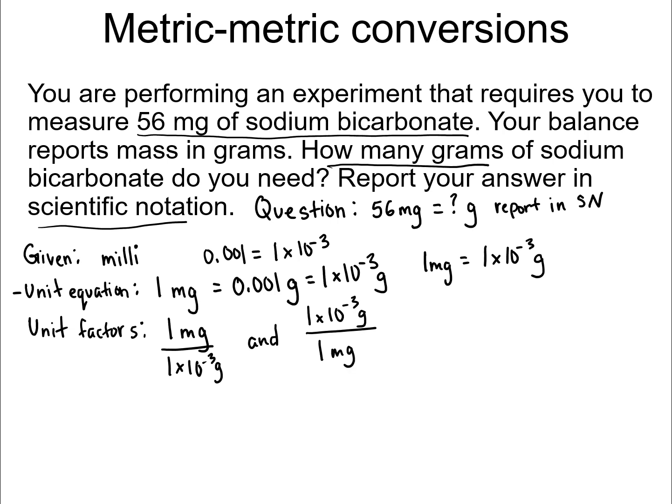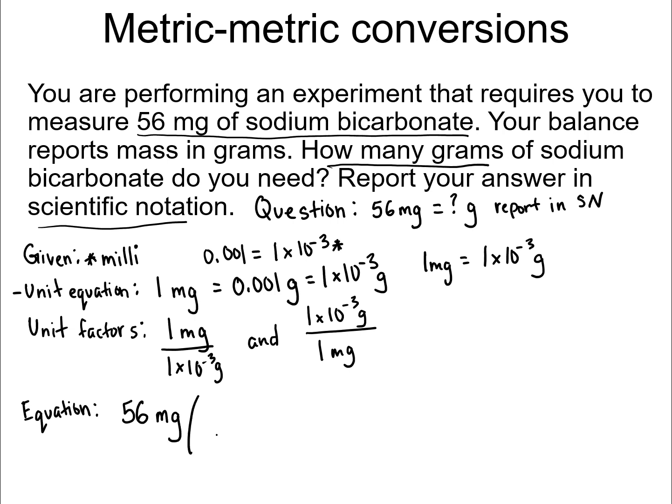So that's all the stuff that we can accumulate just from knowing what the question is. We have to relate milligrams to grams and convert our number of milligrams, 56, to a number of grams. So this is all the stuff that we can derive from this one line on the chart. Now we need to set up our equation. We know what 1 milligram is equal to in grams. Now we need to know what 56 milligrams is equal to.